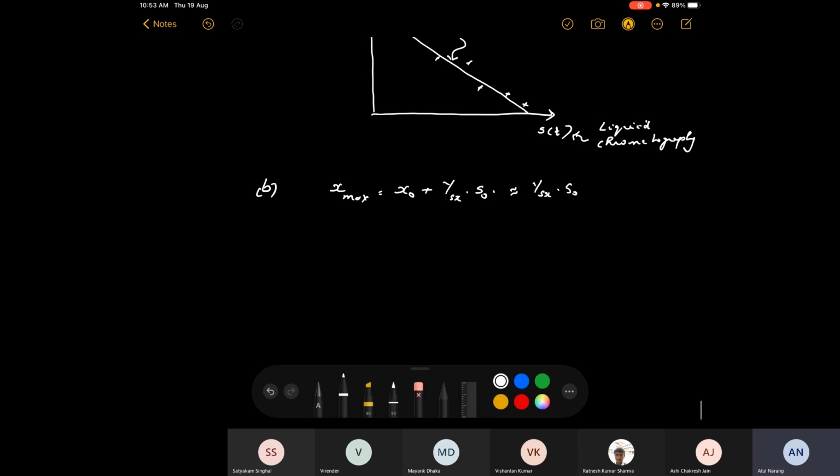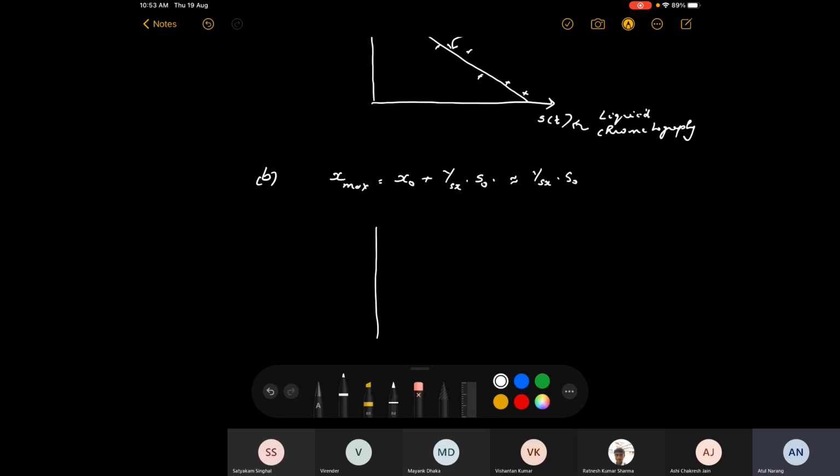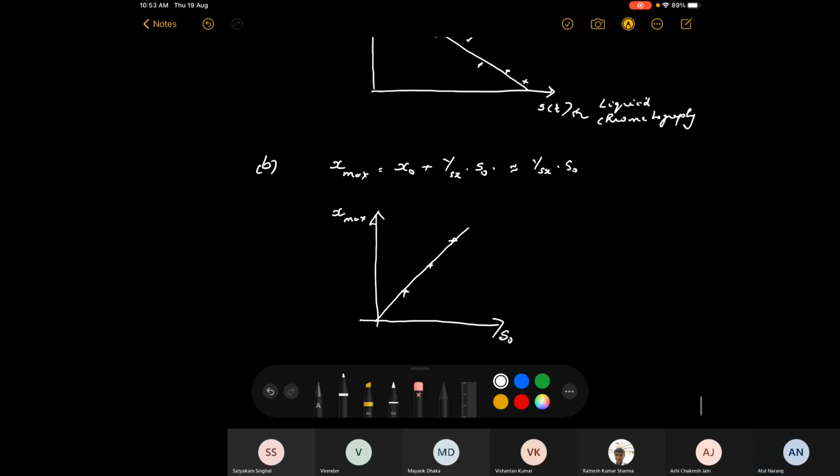Now this tells you a simple way to measure Y_sx. Basically, do the experiment with different s0 and find out the x_max in each experiment. They'll be proportional to each other. Okay, so this is x_max. It'll be passing almost through the origin because we are making this approximation that x0 is much, much less than Y_sx times s0. So the slope of this will give you Y_sx.